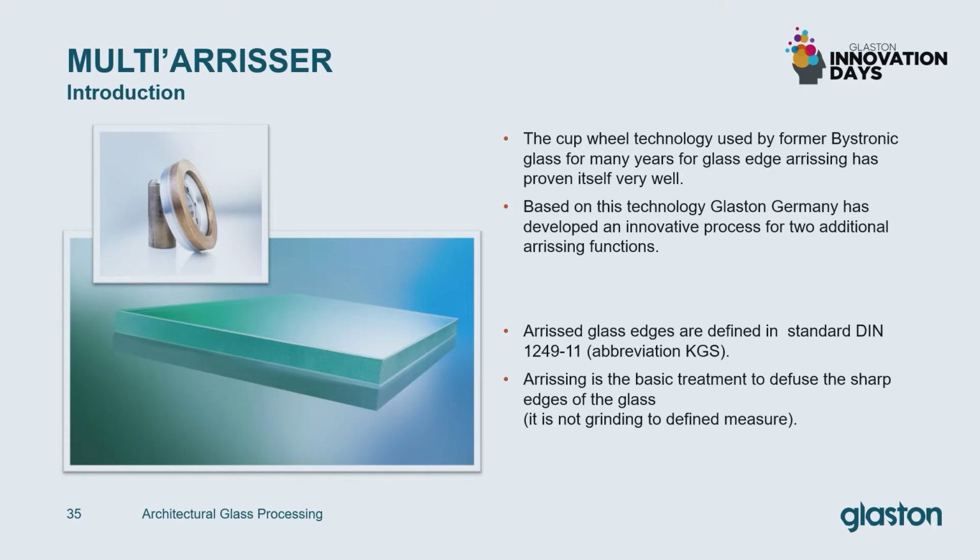How is the arising of the glass edge defined? Arised glass edges are defined in standard DIN 1249-11. The abbreviation is KGS. Arising is the basic treatment to diffuse the sharp edges of the glass, but it's not grinding to a defined measure.